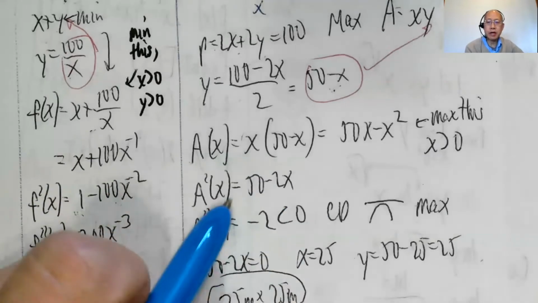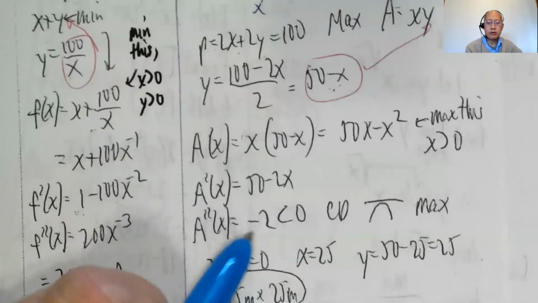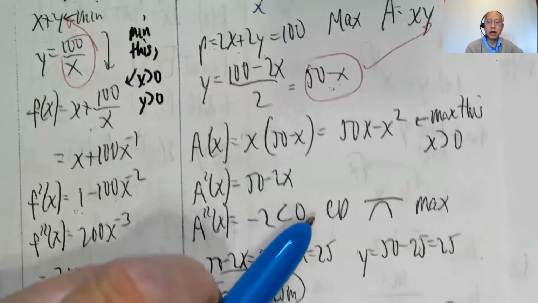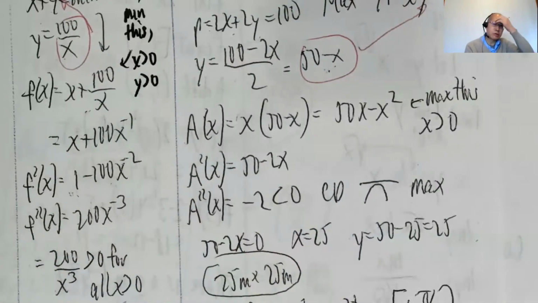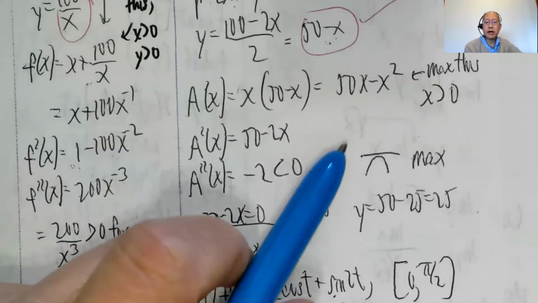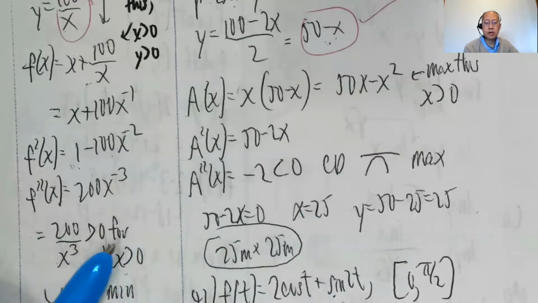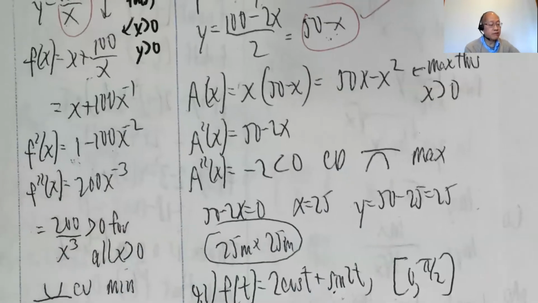So A prime is 50 minus 2x. Double prime is negative 2. That's less than 0, which means concave down on a graph, which means I have a maximum. So I set 50 minus 2x equal to 0. X is 25. Y is 50 minus 25, also 25. So the dimensions are 25 meters by 25 meters.